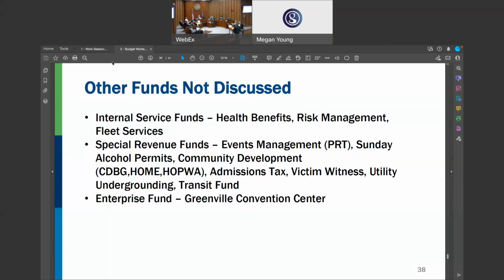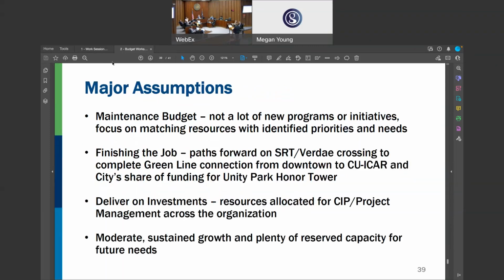There are a number of other funds that we don't discuss today that are part of the city's overall budget. These will be addressed as needed in the final workshop and public hearing. I want to finish off with a few key points and summarize the current proposed budget. This really is a maintenance budget with not a lot of new programs and initiatives, but with a focus on aligning our resources with identified priorities and needs.